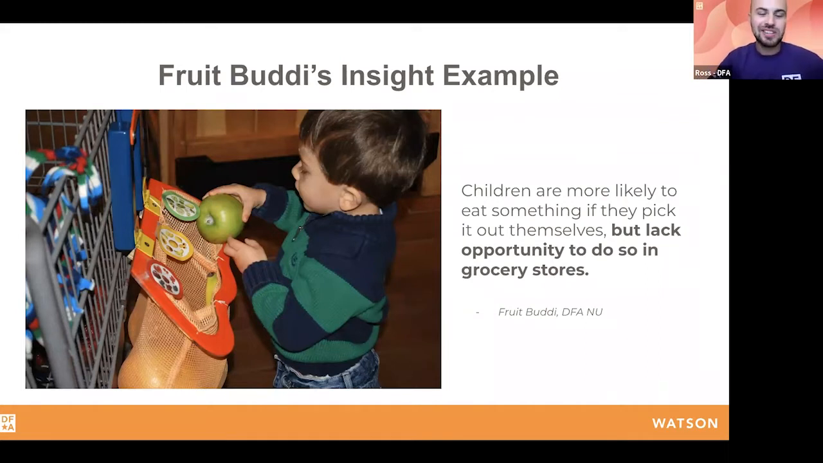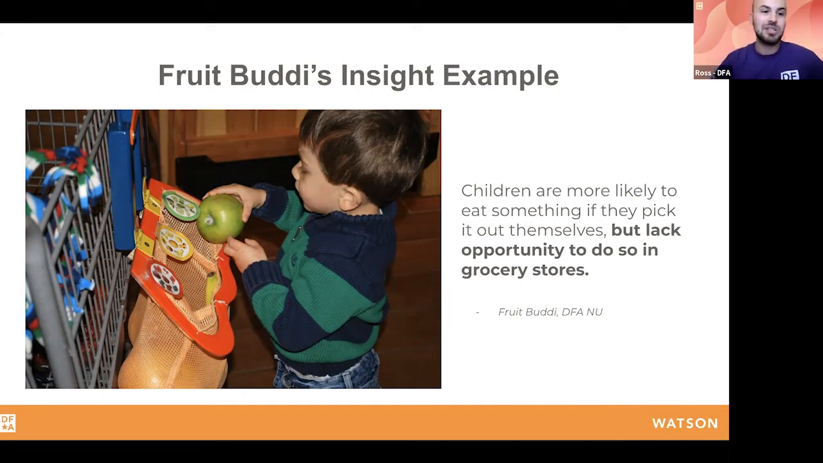Yeah. So this is a team from DFA Northwestern called Fruit Buddy, and Fruit Buddy's "How can we" statement was, how can we reduce childhood obesity? And through their research, they went to grocery stores and asked families with children a lot of questions to learn that children are more likely to eat something if they pick it out themselves, but they lack the opportunity to do so in grocery stores.